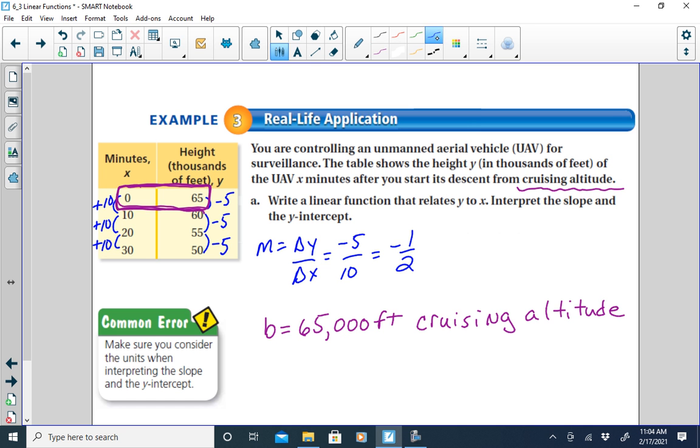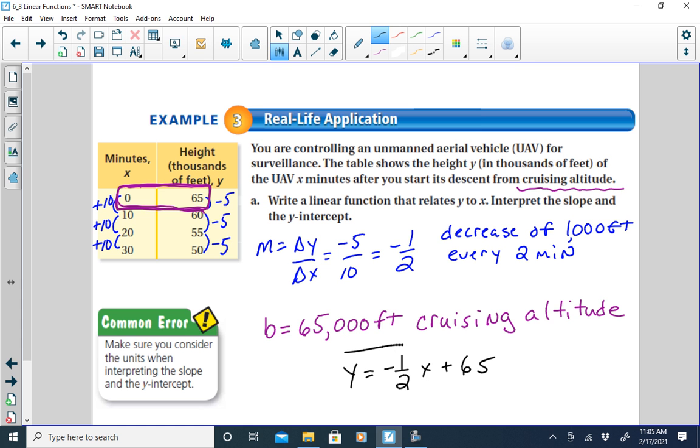If we're interpreting that slope, the change in y over the change in x, we have a decrease of 1,000 feet every 2 minutes. All right, so we've interpreted the slope, we've interpreted the y-intercept, but we need to write the equation. So our equation would be y is equal to negative 1/2 times x plus 65. All right, let's continue.